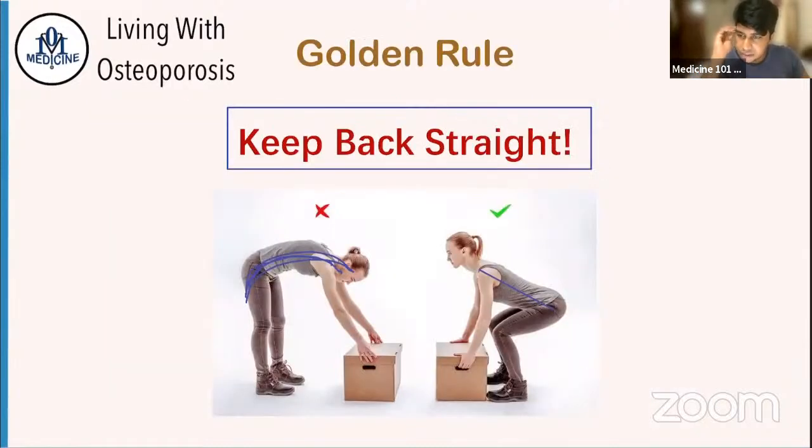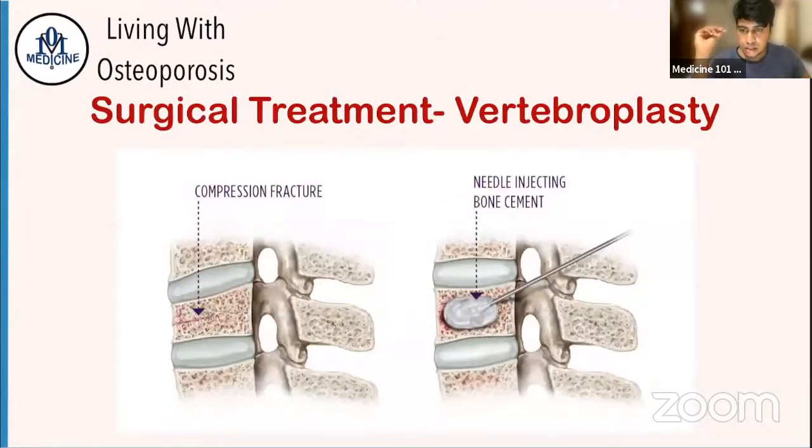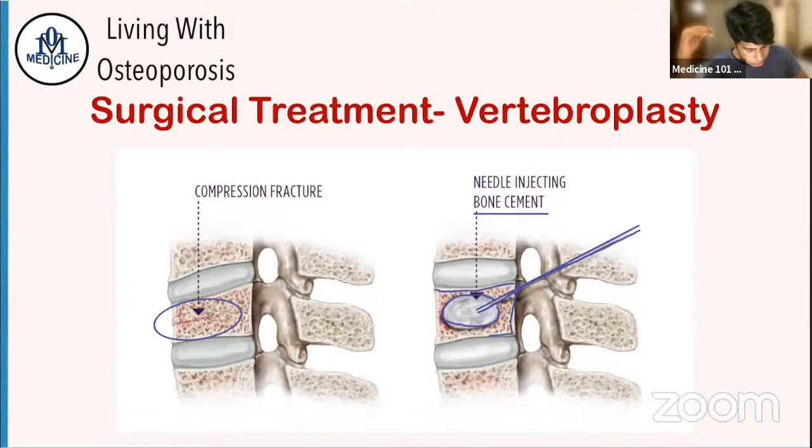And if you have a fracture, there are different treatment options. That is surgical. So the first one is vertebroplasty. This is when, if there is a compression fracture here, they put a needle in and then they inject bone cement. It's basically what cement does. It's going to hold the bone in place, preventing further risk of fracture.